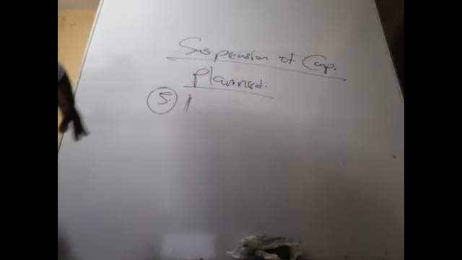Here is another example. If you're building a storey building, after casting the concrete in the pillars, you have to allow it to dry, maybe a period of 1 month or two. That one is planned work, so capitalization has to continue. That is all. So you are done with the suspension. Now let's go to cessation.